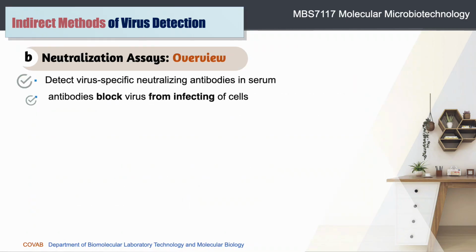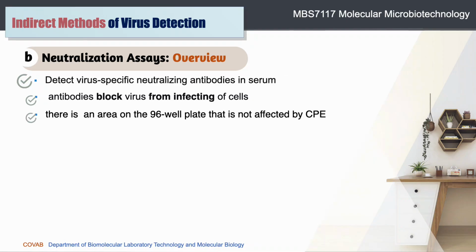Our second method of indirect detection of viruses is by use of the neutralizing antibody tests, or virus neutralizing assays. So we are detecting virus-specific neutralizing antibodies in the serum. And these antibodies can block the virus from infecting cells.